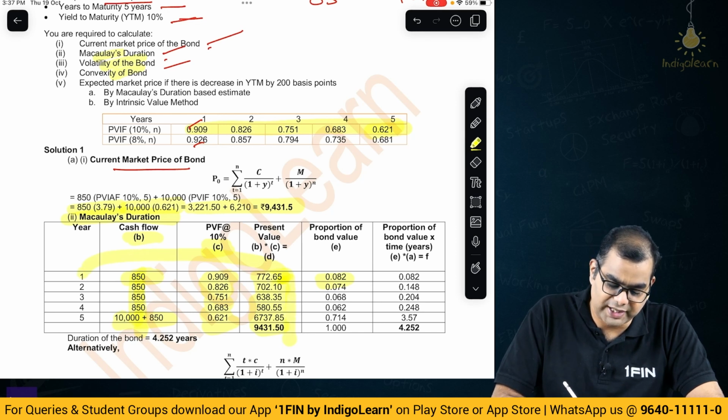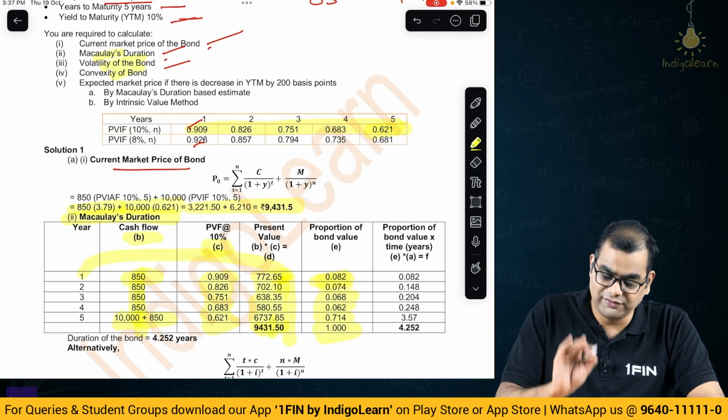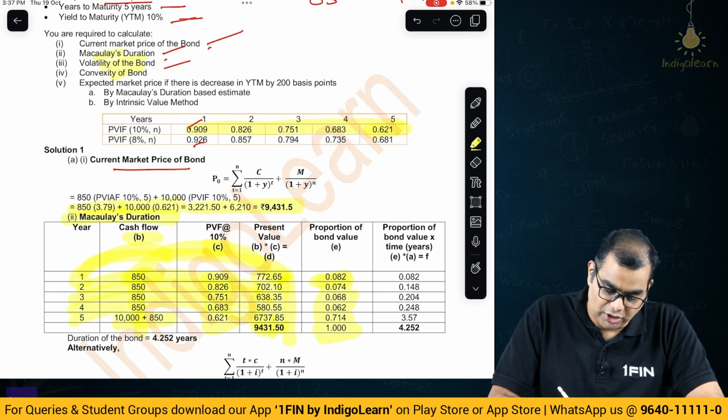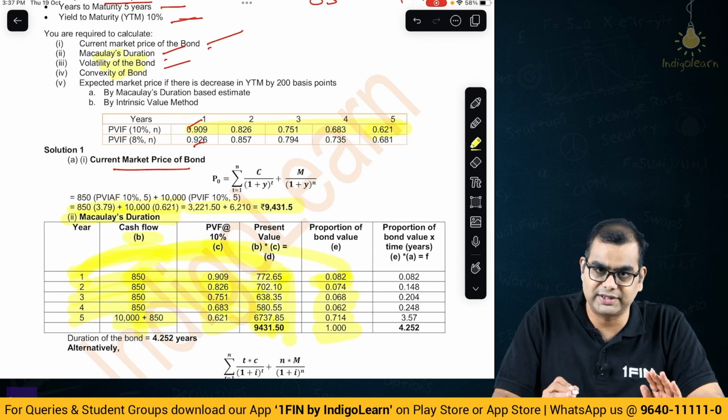This 772 by 9431.5, 702 by 9431, 6737 by 9431, like that. Here we have done as weights. Even if you don't do that way, it is simply multiplication of 771 into 1, 702 into 2, 638 into 3, 580 into 4, 6737 into 5. Or if you compute the weight, you multiply the weight with the time. So either way you are going to get the same answer.